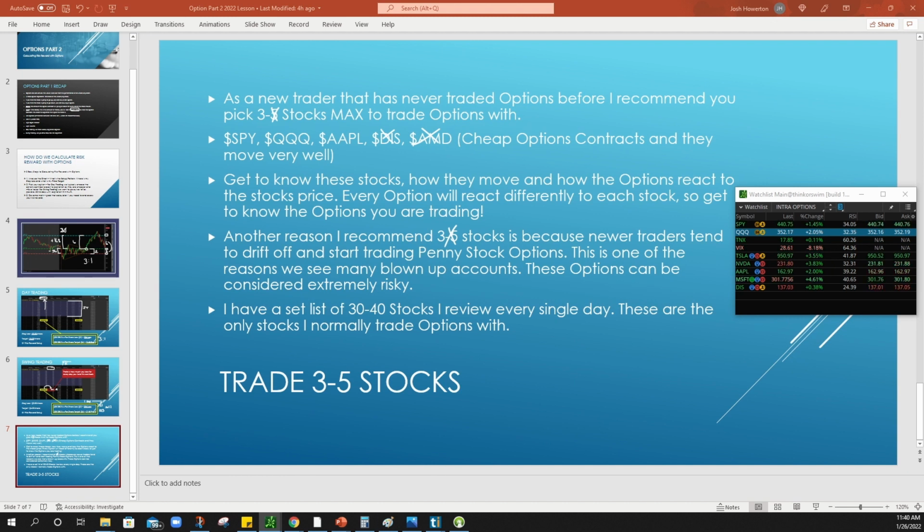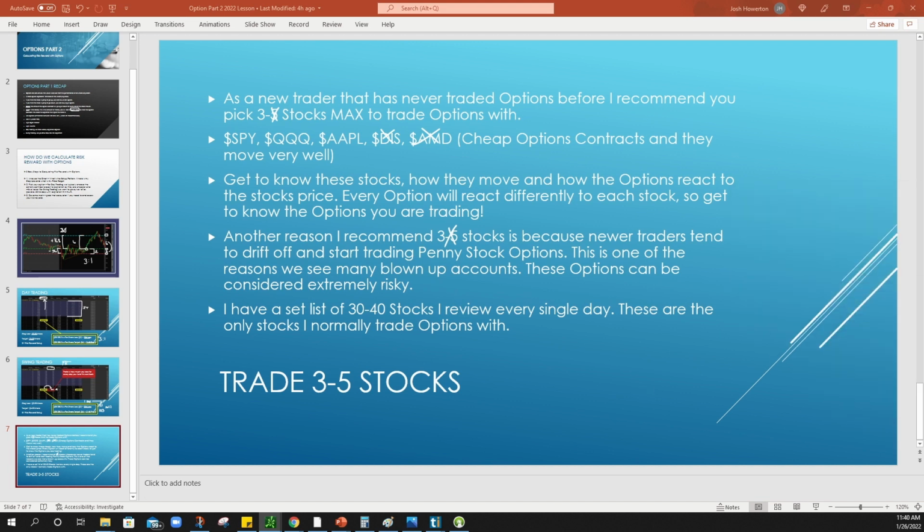So that's how I do it. And that's how a lot of professional traders do it as well. They don't come in and just trade SPCE because it's ripping today. They don't just come in and go trade BBIG options. No. Professional options traders have their set list. And 90% of the time, those are the only stocks they trade.